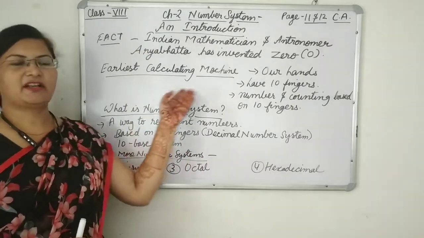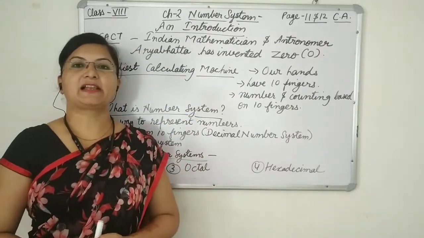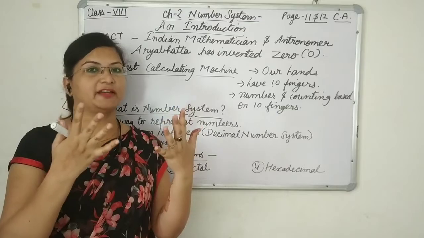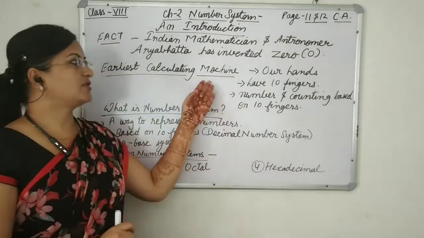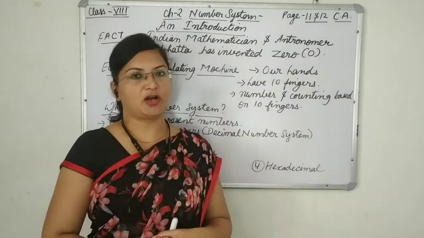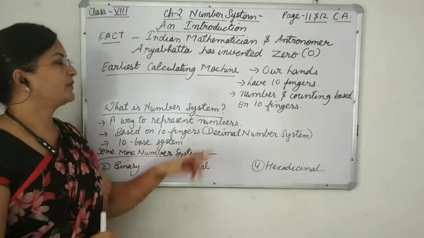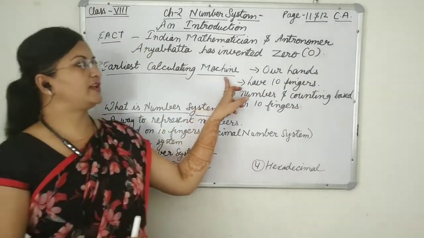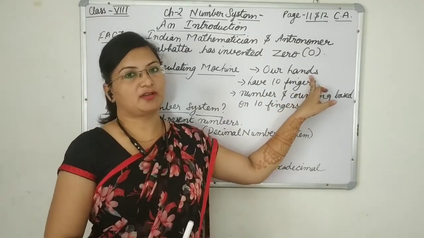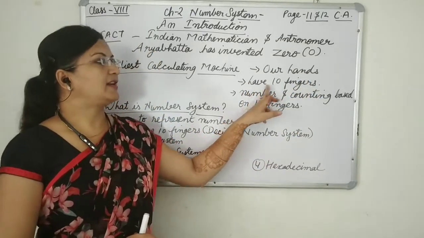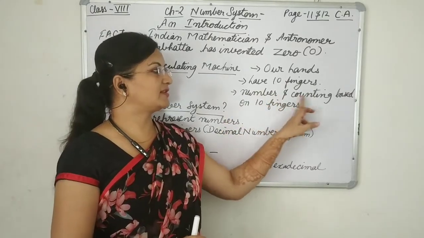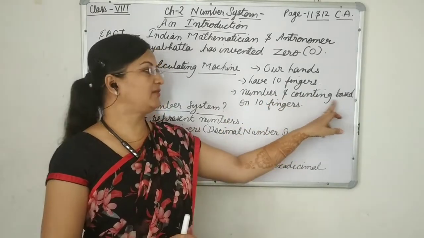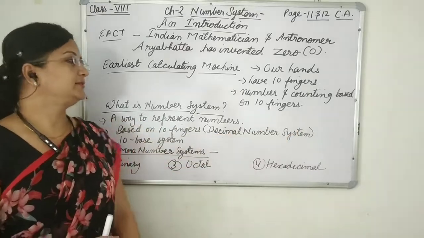Earlier, the calculating machine was our fingers. You know very well 10 fingers are there, and those 10 fingers can be used to count numbers. So the earliest calculating machine was our hands. It has 10 fingers and we can make counting based on 10 fingers.